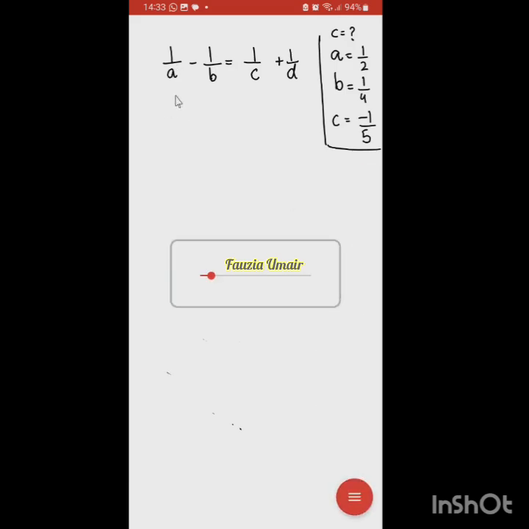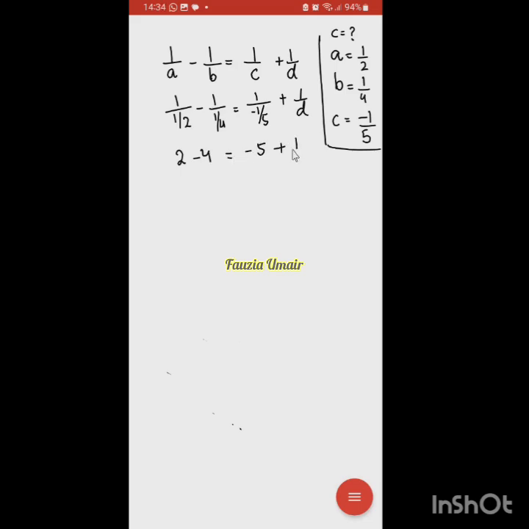ऐसे लिखते नहीं हैं आप, but we will do it for the sake of this question. 1 by 1 by 2 minus 1 by 1 by 4 is equal to 1 by minus 1 by c 5 plus 1 by d. तो हमने पहले स्टेप में क्या किया, हमने ए बी सी की वैल्यूज डाल दी, right? So now whenever there is double division, we can take the reciprocal of the fraction below it. So we can write it down as 2 minus 4 is equal to minus 5 plus 1 by d.